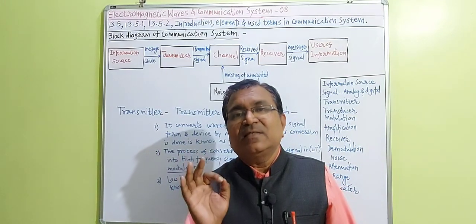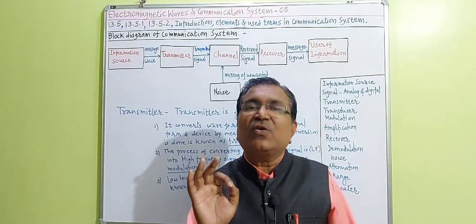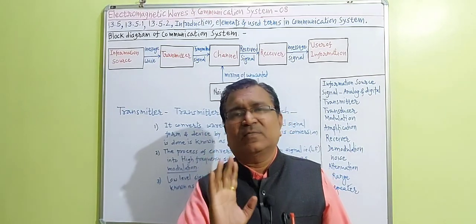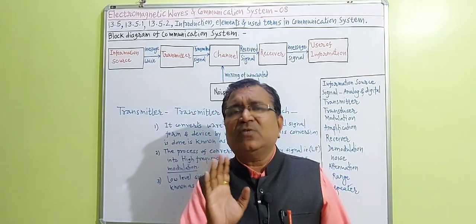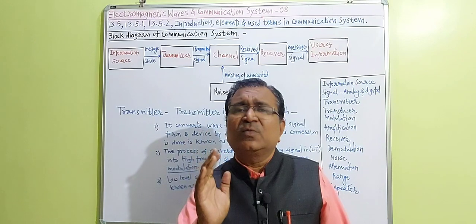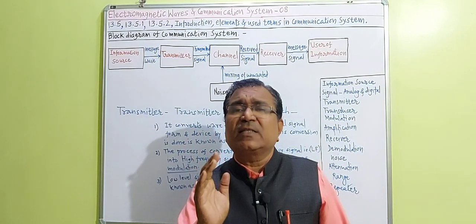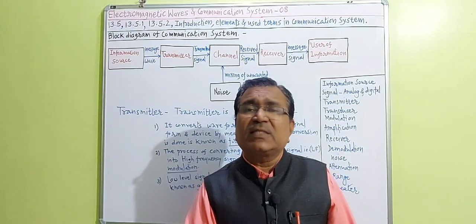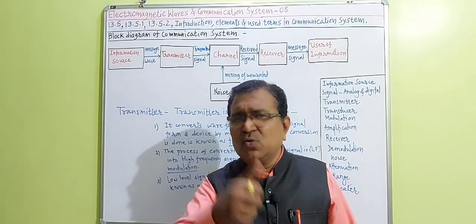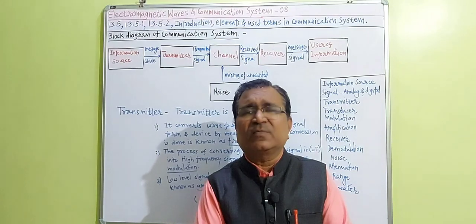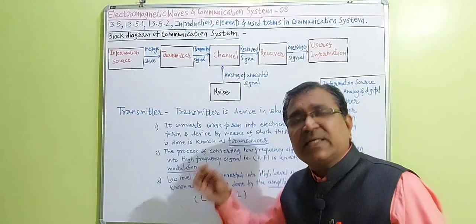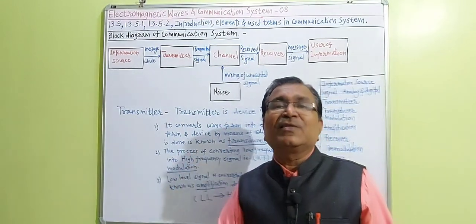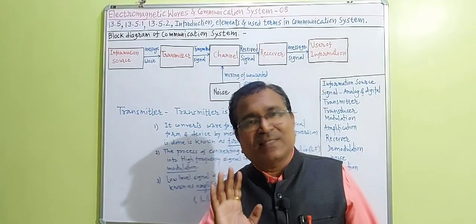These three processes are done in a device we call a transmitter. So the transmitter is not only a definition of transmitting an electrical signal from one place to another place toward the receiver. No, that is not a correct definition. These three processes are happening in a device, we call it a transmitter.